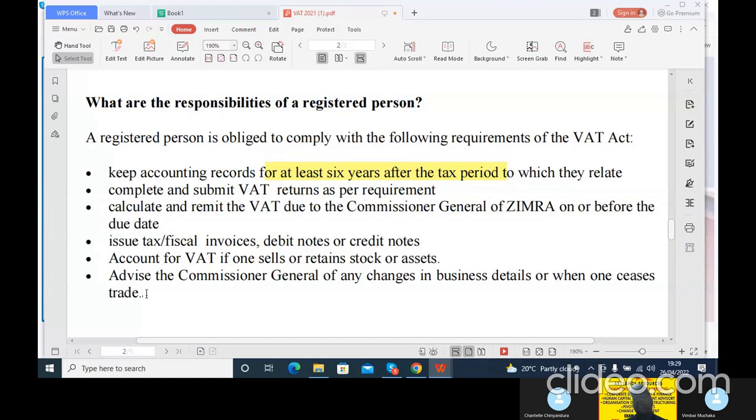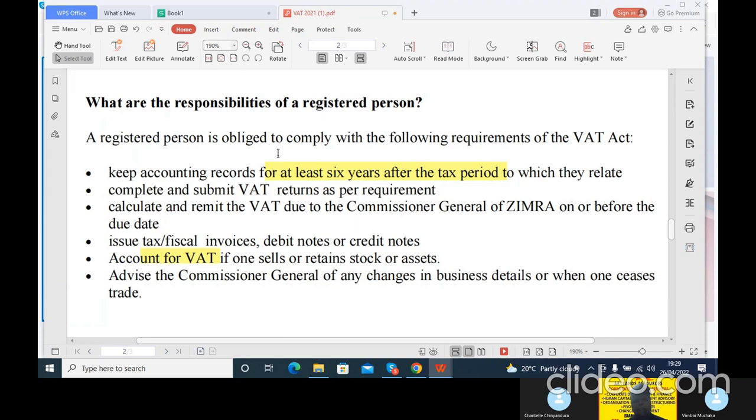And when you close a business with stock, tatuno fanaku account for VAT in that closing inventory. Remember, you close a boutique. Do you throw the clothes away? You sell them. So there is a VAT component in that closing inventory, which you have to account for, and notify the commissioner of these changes within 21 days from the date such changes are made. So these are the obligations of a registered operator.